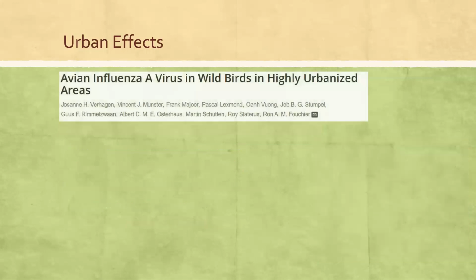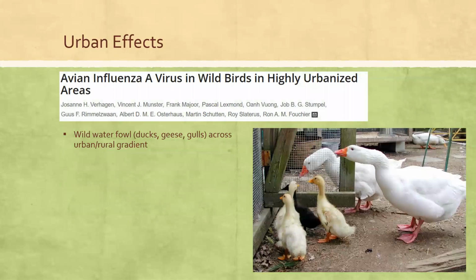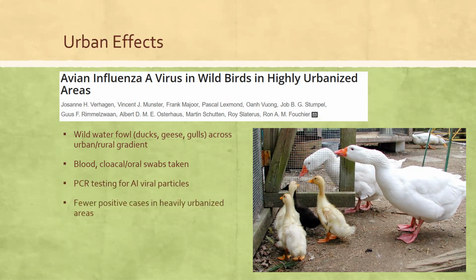The other paper I have is entitled Avian Influenza A Virus in Wild Birds in Highly Urbanized Areas. Here we're looking at wild waterfowl, like ducks, geese, and gulls across a similar urban-rural gradient. This team took blood samples as well as cloacal and oral swabs from these birds and looked at PCR testing for influenza viral particles in these samples, and they found that there were fewer positive cases in heavily urbanized areas. And it is proposed that this could be due in part to larger aggregations of birds in rural areas versus in urban areas.